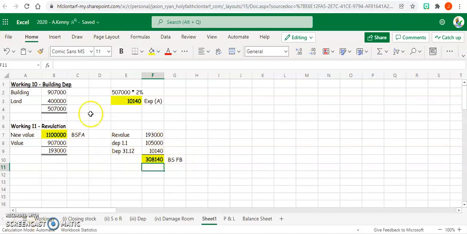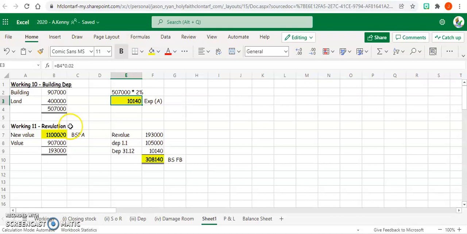So there are three figures when we revalue something along with our depreciation. Part one, we need to calculate the depreciation on our buildings. So make sure we use the up-to-date figure for our buildings, take away our land, then we take 2% of that figure. So we've got 10,140. That's going to go into your profit and loss account as an expense.